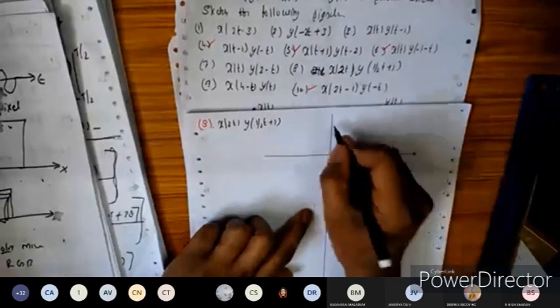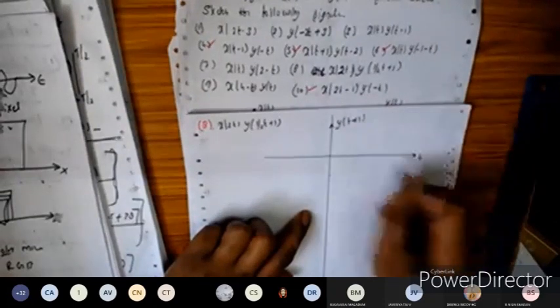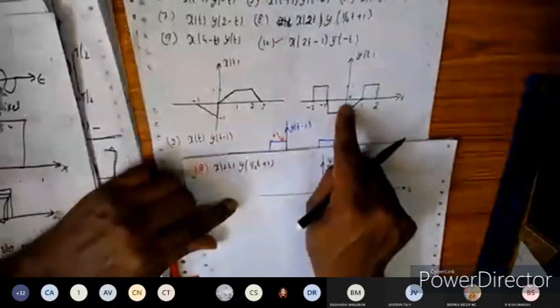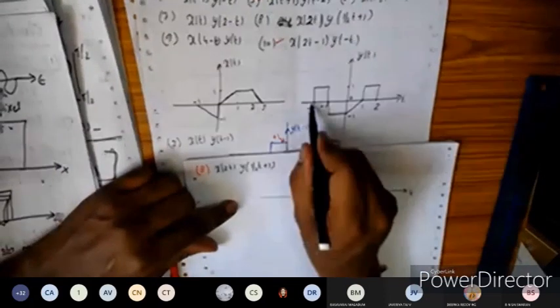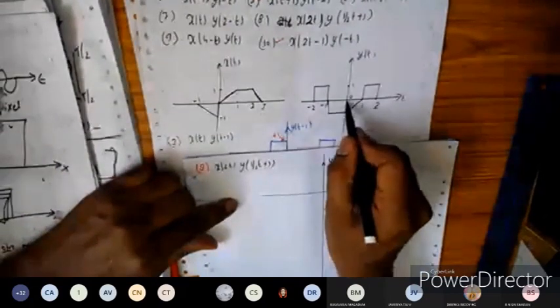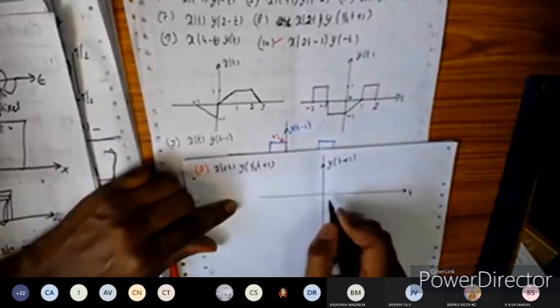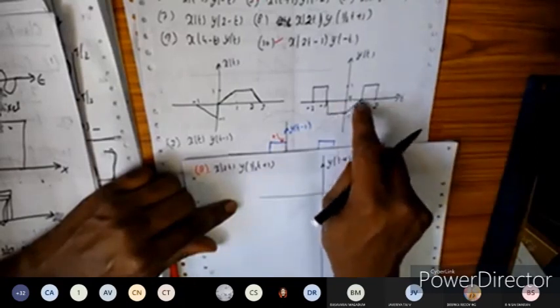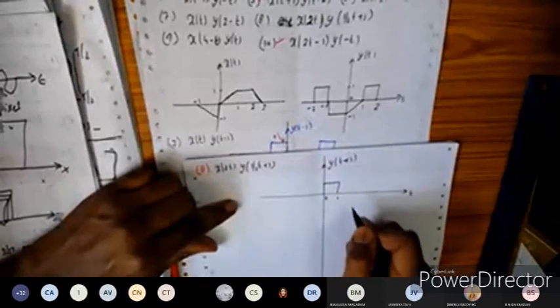So I'm going to perform the shifting, which is called y of t plus 1 here. Okay, y of t plus 1 means the signal y of t will be shifted towards the left side by 1 unit. So this will become add minus 1 to this one. So minus 3, minus 2, minus 1, 0, 1 we will get here. So minus 3. I can begin from here. So this will become the origin. Okay, so the waveform will become like this, 0, 1.